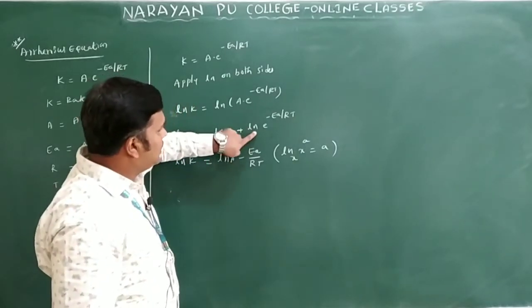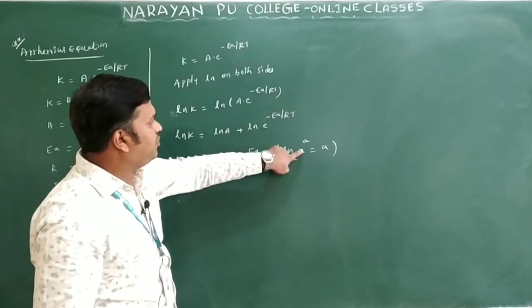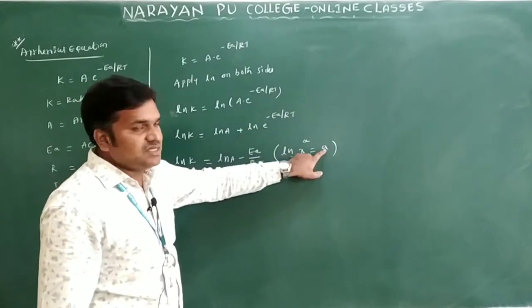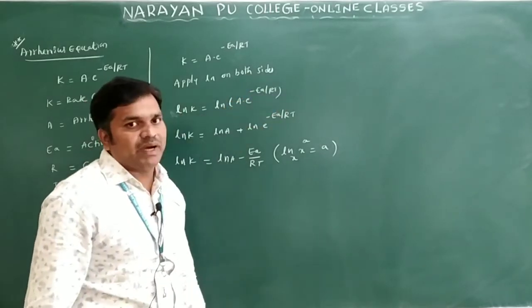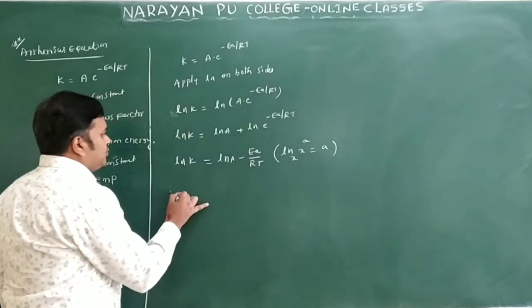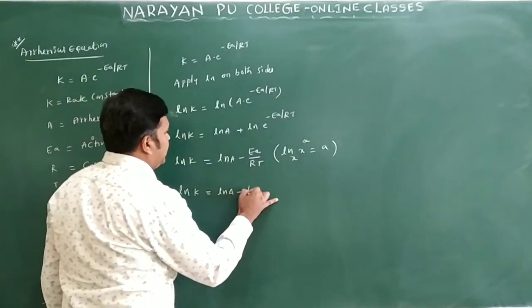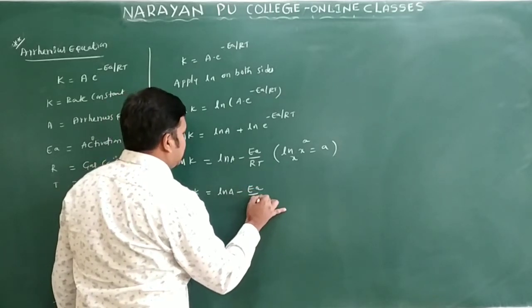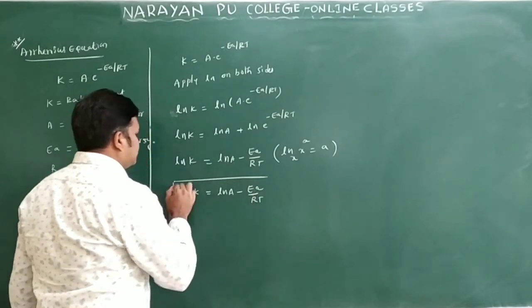Here ln is there, and here base X is there. Suppose in X's place I wrote e, e power A. Then what will you get? The answer is A. What is A in this case? A is minus EA by RT. So from this we get the formula. Now what is the expression you got? ln k is equal to ln A minus EA by RT. This is one formula you got.